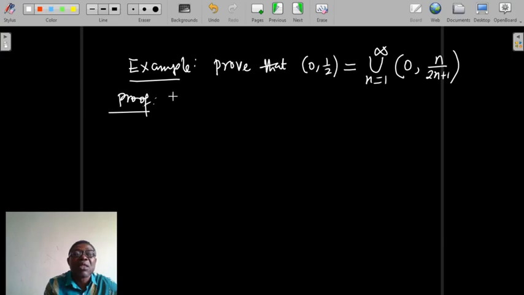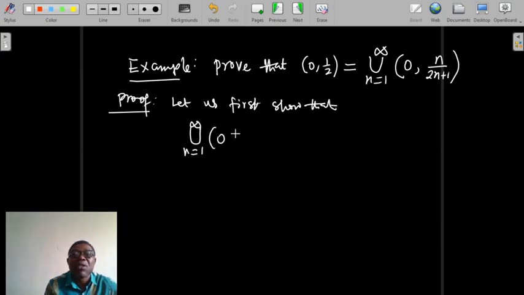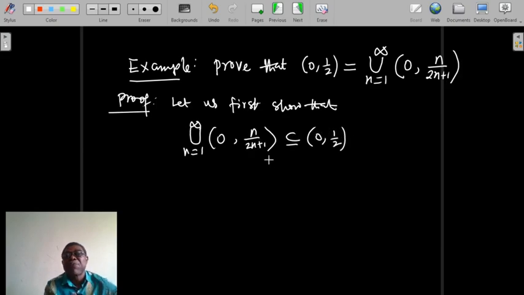Let us first show that the union n equals 1 to infinity of (0, n over 2n plus 1) is a subset of (0, half). After which we now try to show that (0, half) is a subset of the union.